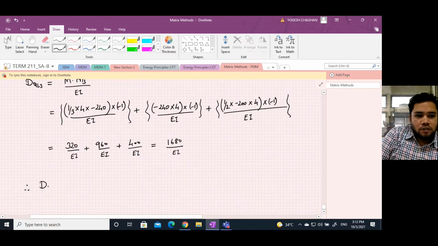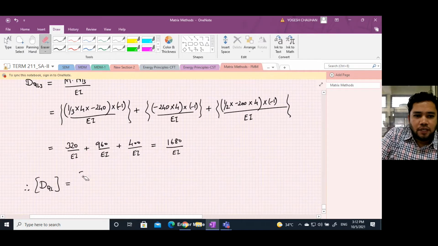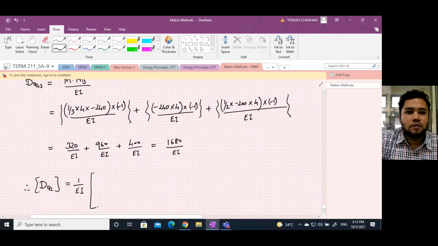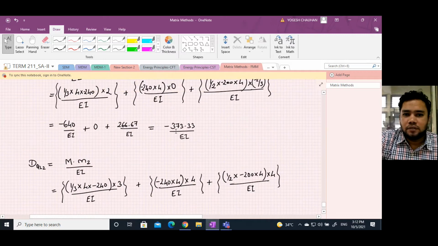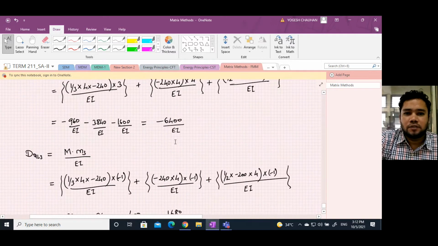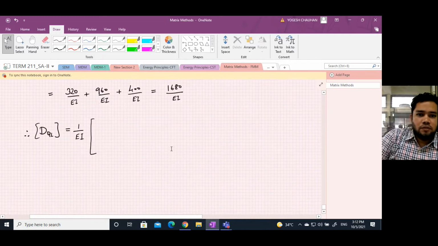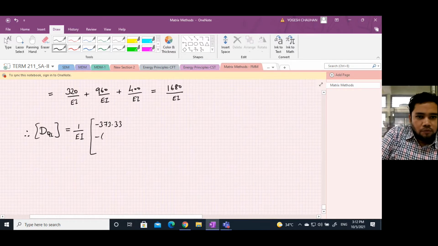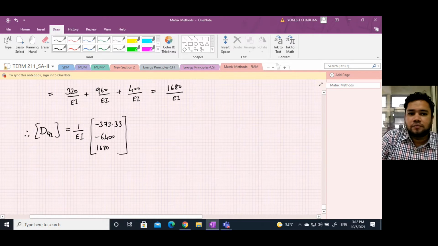therefore, the DQL matrix will be, let us take 1 by EI as common, and it will be minus 373.33 first component, minus 6400 second, and 1680. So this is your DQL matrix.